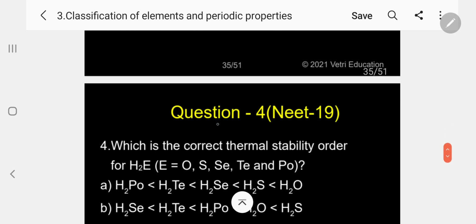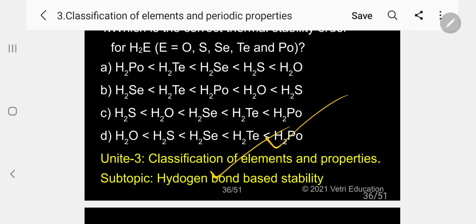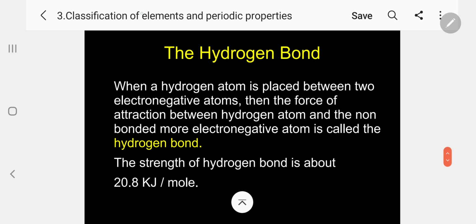Kindly follow. In this case, this question is asked under the classification of elements and properties, and specifically the subtopic hydrogen bond based on stability. Hydrogen bond. Let me explain. What is hydrogen bond? What are the types of hydrogen bond? What are the properties of hydrogen bond?